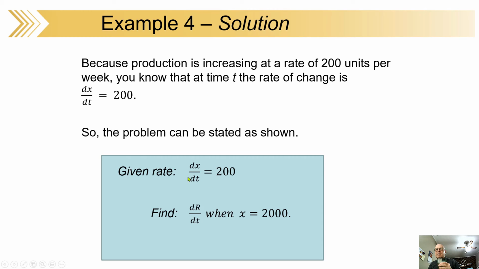Don't get these two mixed up. Remember, this is how the item is changing, the demand is changing, 200 more units every week. And this means we're selling 2,000 of them. These are different things. They're related, but they're not the same thing. This refers to dx/dt, and this is x.